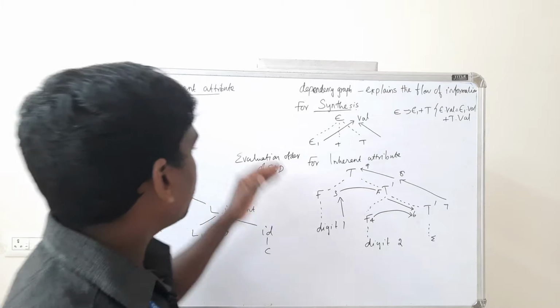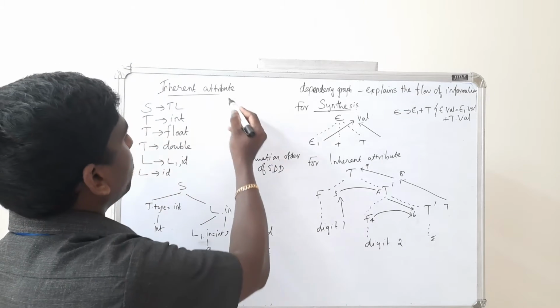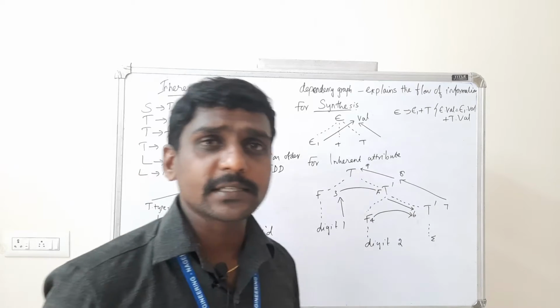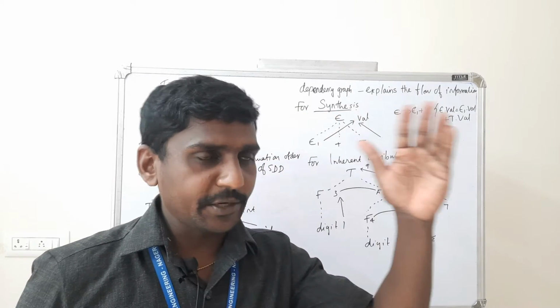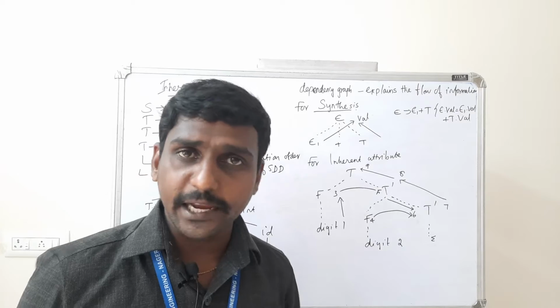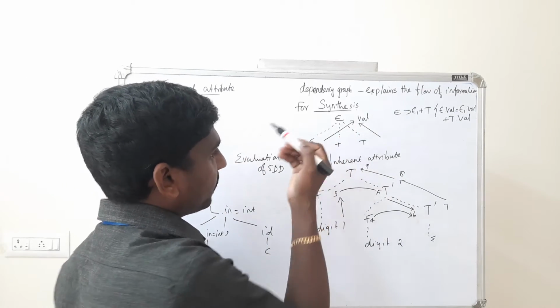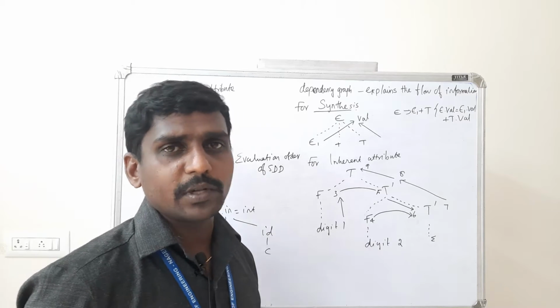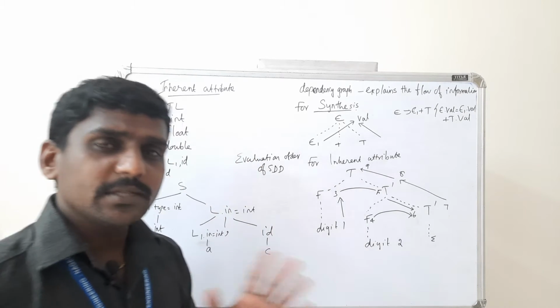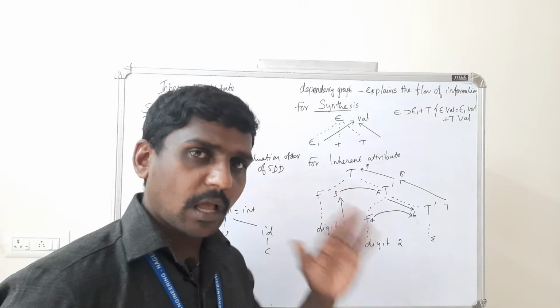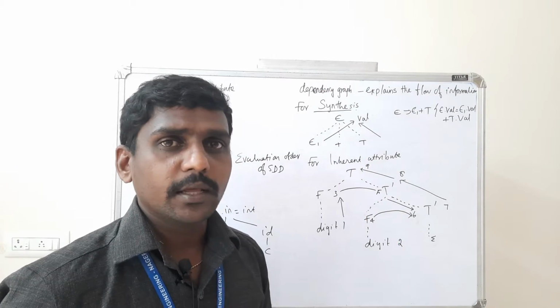For the evaluation order of SDD, you have to know about inherited attributes. I told you about the S attribute. What is an S attribute? The attribute which derives the value from its child node. For this, E depends on the value from its E1, and that is called an S attribute. What is an inherited attribute? The value depends on its siblings or on its parent. That is called an inherited attribute.